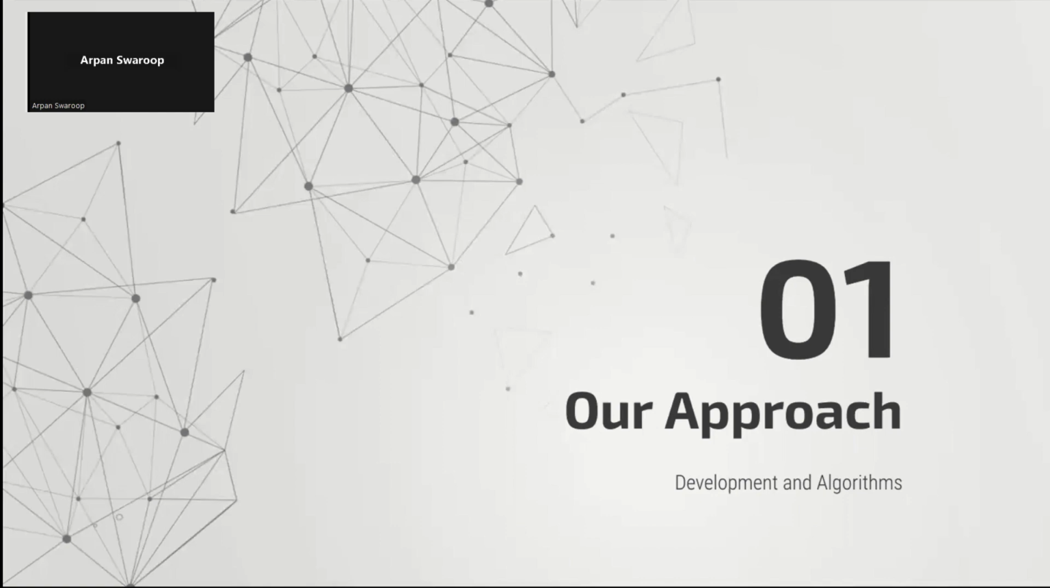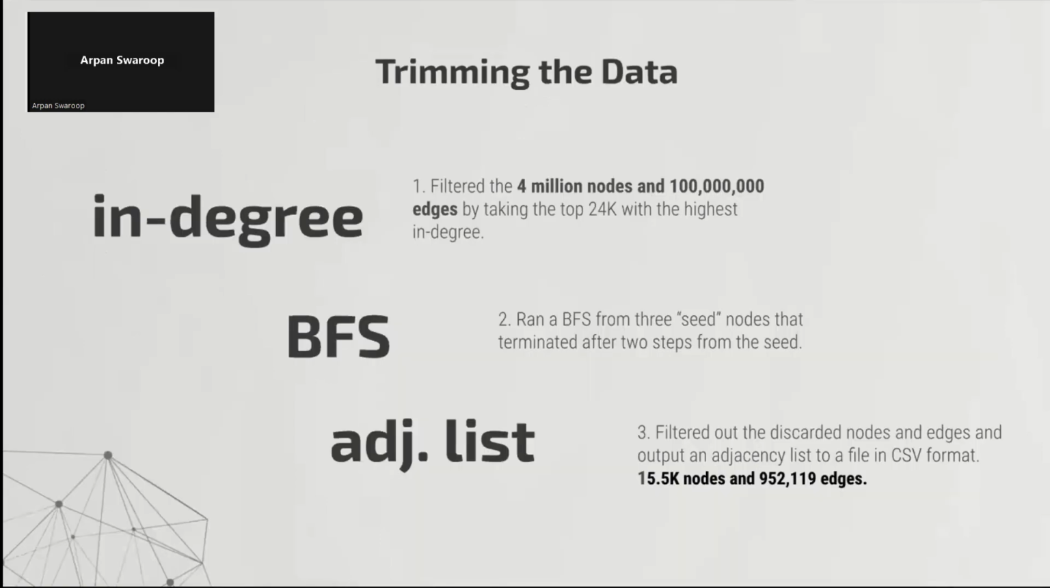Okay, so here's how we approached this problem. First of all, we need to trim down this data set because 4 million nodes is frankly way too much. First we used a threshold for the in-degree, or ingoing links, for all the nodes to cut all the vertices that didn't pass the threshold. The threshold that we used was about 450 ingoing links. After this, we have about 24,000 nodes, which is much fewer than what we had before.